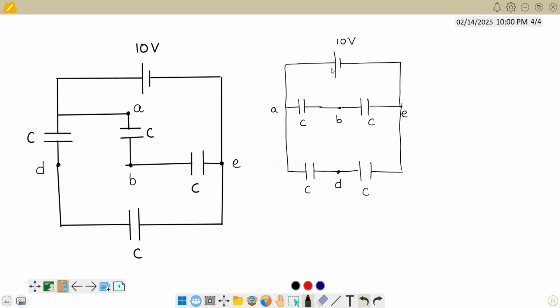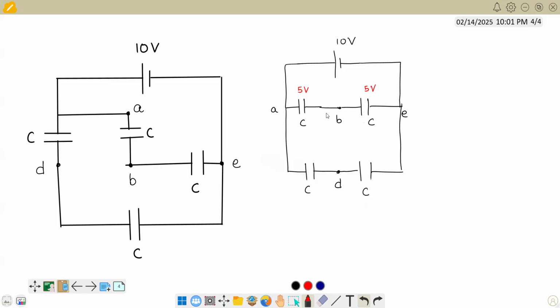You can see this is in parallel with this. That means both the capacitors will distribute this 10 volt equally. Since they distribute this 10 volt equally, I can tell confidently that this capacitor would take 5 volt and this capacitor would take 5 volt, because they are equal capacitance. If they are not equal capacitance, then what?